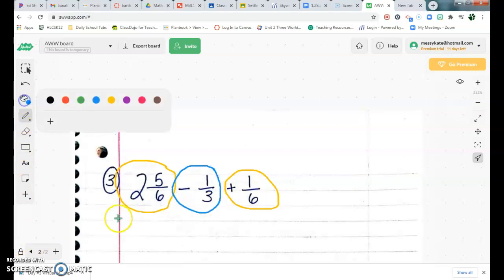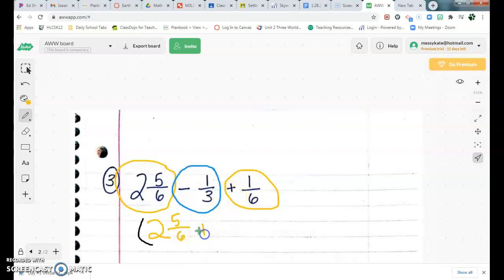I'm going to start by writing down my largest number, which in this case is 2 and 5/6. So I'm going to write down 2 and 5/6 plus 1/6. Then I'm going to put that back in there. And then I don't have anything left to go with this negative 1/3, so I'm just going to bring it down here, negative 1/3. Alrighty. Now I'm going to go through and solve this problem.